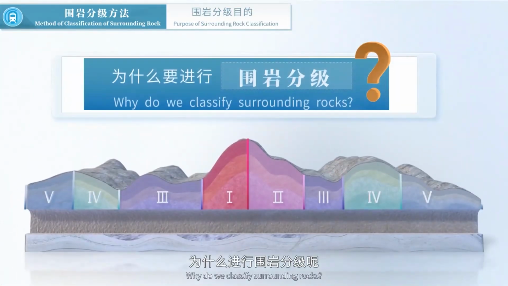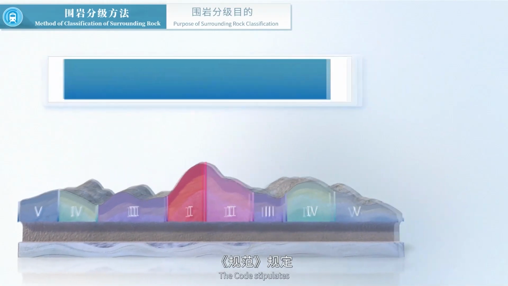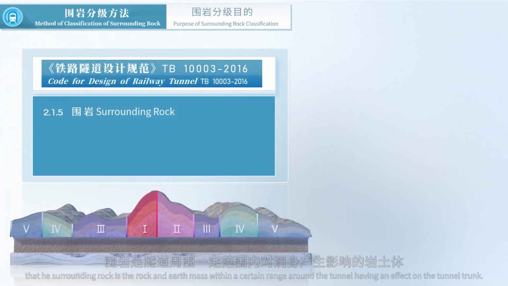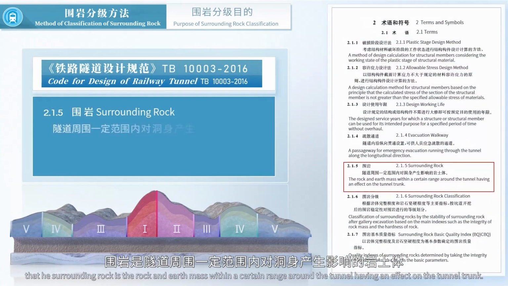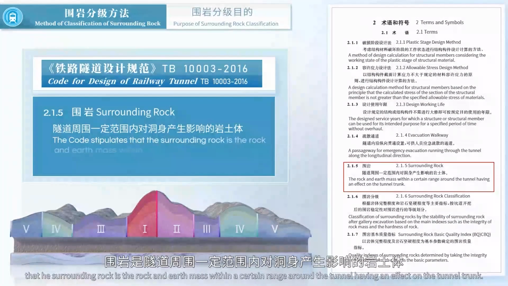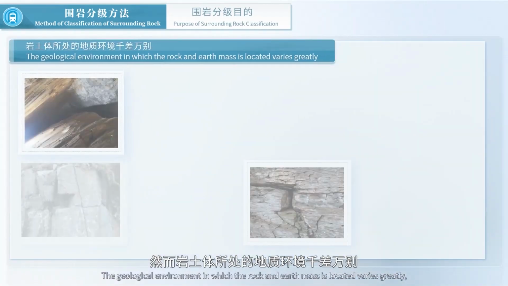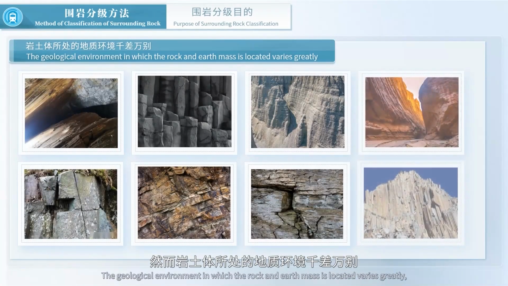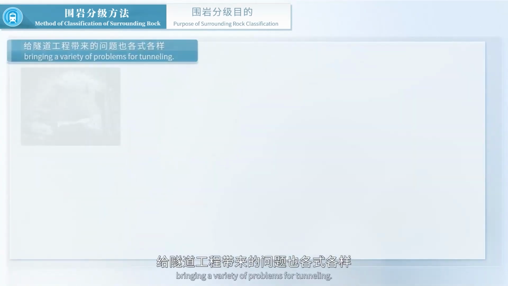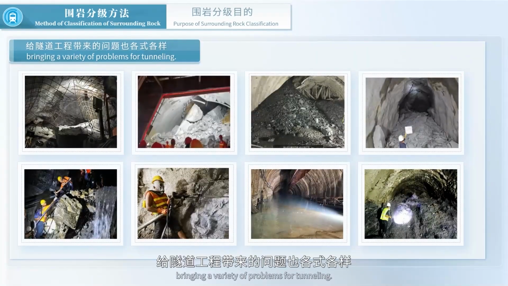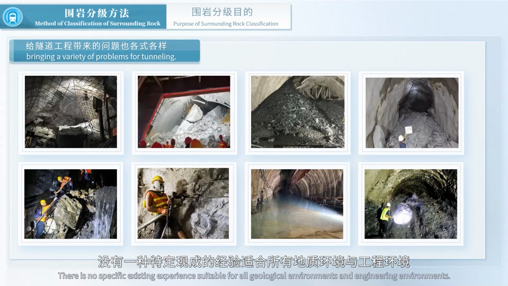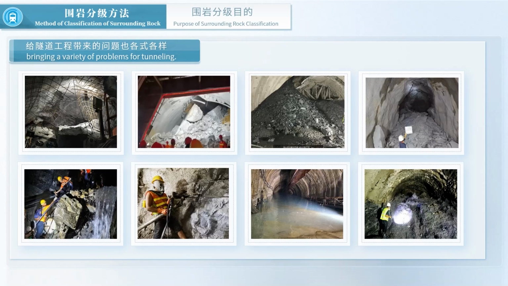Why do we classify surrounding rocks? The code stipulates that the surrounding rock is the rock and earth mass within a certain range around the tunnel having an effect on the tunnel trunk. The geological environment in which the rock and earth mass is located varies greatly, bringing a variety of problems for tunneling. There is no specific existing experience suitable for all geological environments and engineering environments.